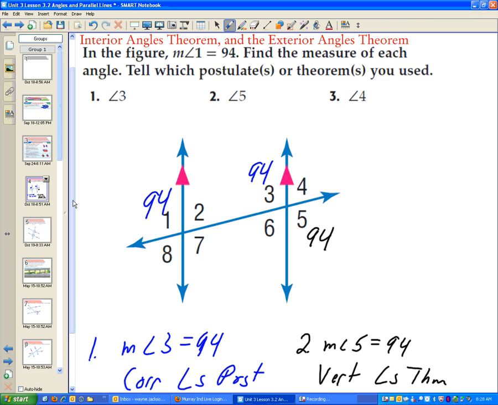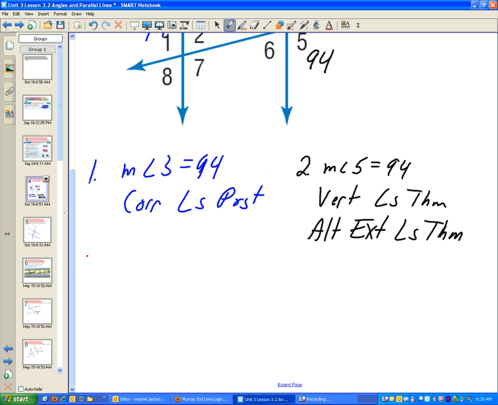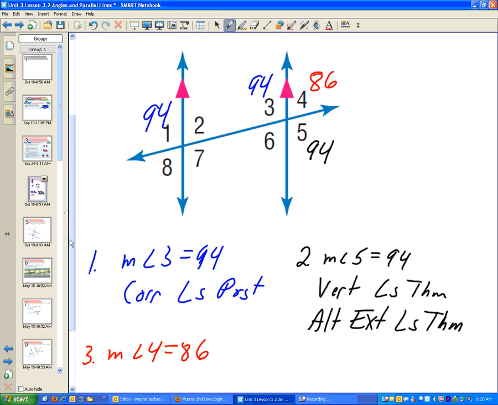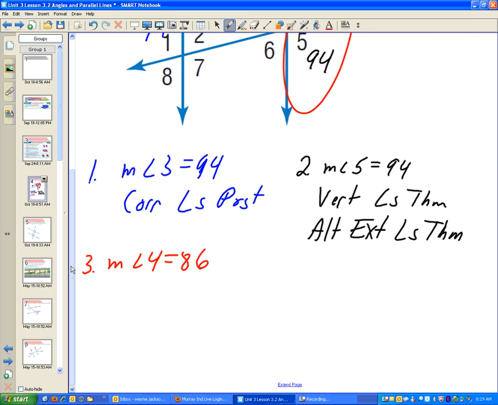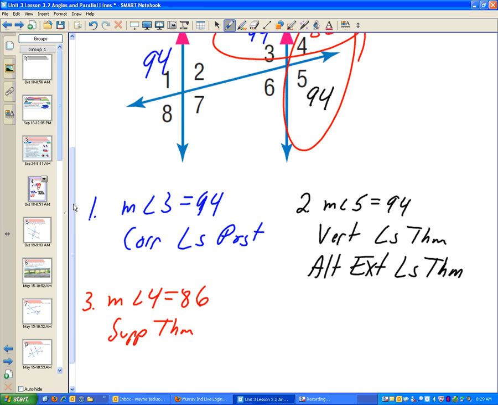And then we need the measure of angle 4. What is the measure of angle 4? 86. So, measure of angle 4 equals 86. And how do we know? I'm looking at a linear pair. Is that what you guys are looking at? Either those two make a linear pair or those two make a linear pair. So we can write out linear pairs are supplementary, or do you remember the name of the theorem that says if two angles form a linear pair, then they're supplementary? The supplement theorem. So either way, either write it out, linear pairs supplementary, or supplement theorem. Any questions? All right, let's keep going.